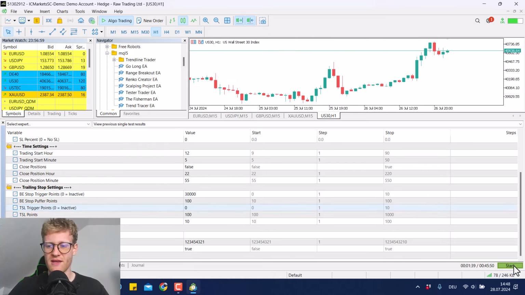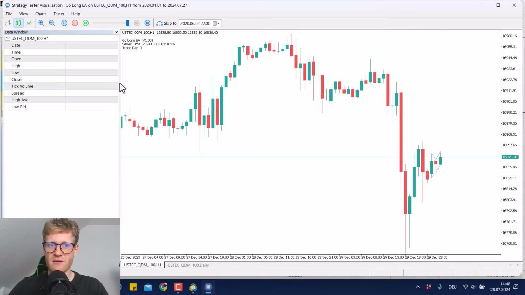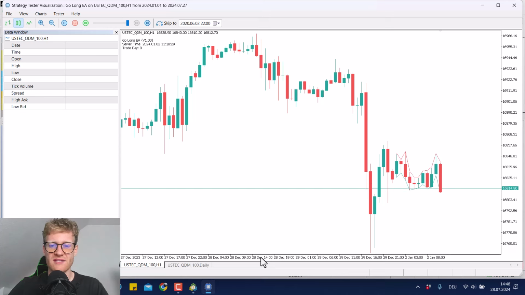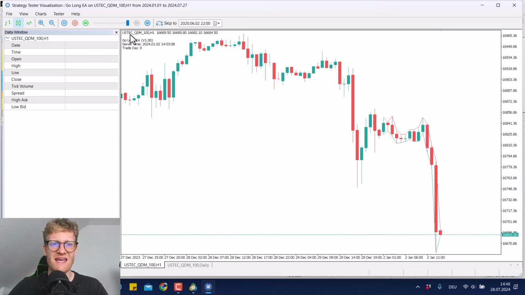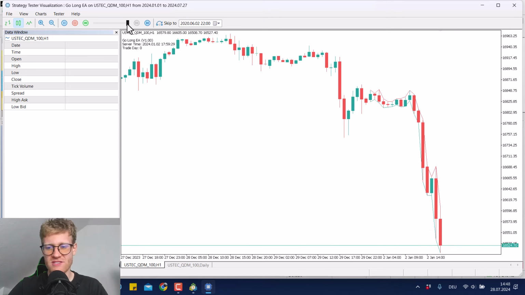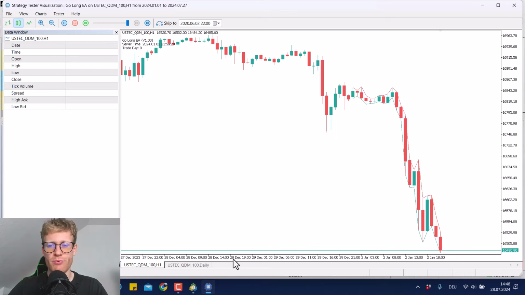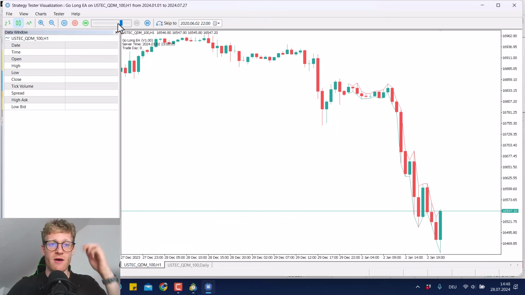So for example, if I go and start another test with these inputs now, we will see that the trades will be opened only after 12 p.m. if there is a new high on this specific day. And also we will see if this position goes into profit, there will be a break-even stop.